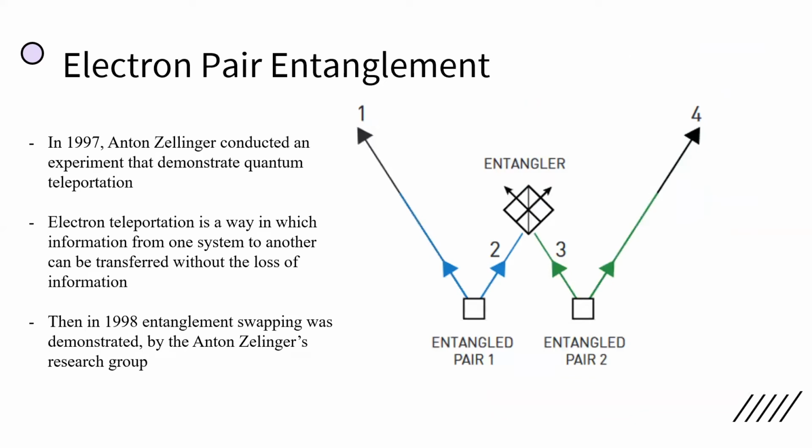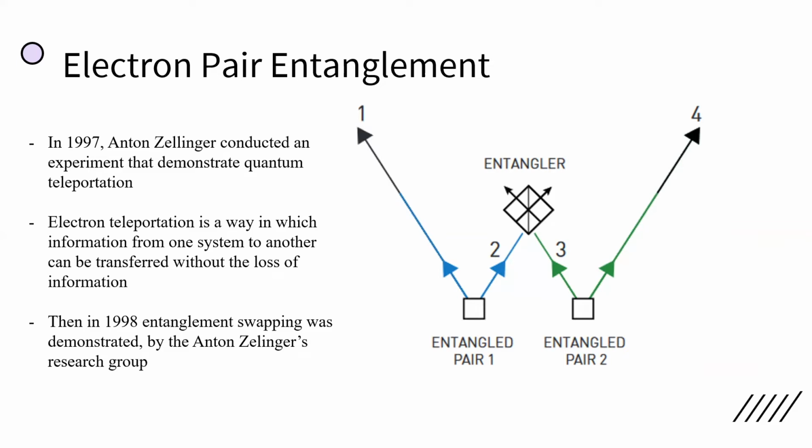Then, in 1997, Anton Zeilinger conducted an experiment that demonstrated quantum teleportation, where one particle from an entangled pair collides with another and they become entangled. This results in the third particle losing its identity, but its original properties are transferred to that one particle from the original entangled pair. Quantum teleportation is a way in which information from one system to another can be transferred without the loss of information.